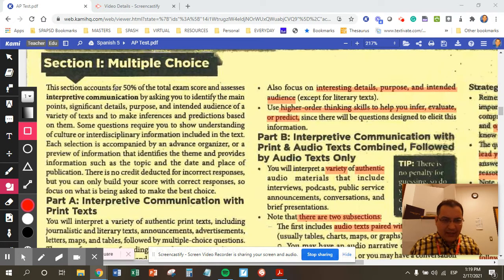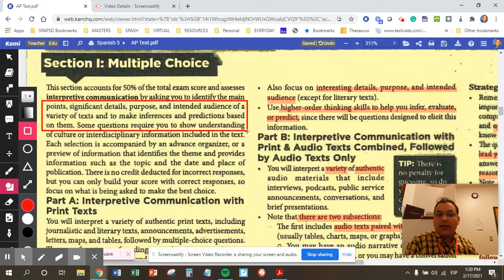Dice, this section accounts for 50% of the total exam and assesses interpretive communication by asking you to identify the main points, significant details, and purpose and intended audience of a variety of texts, and to make inferences and predictions based on them. All right? Entonces, hay información importante aquí, ¿sí? Esa parte es importante, va a haber preguntas de todo tipo, ¿sí?